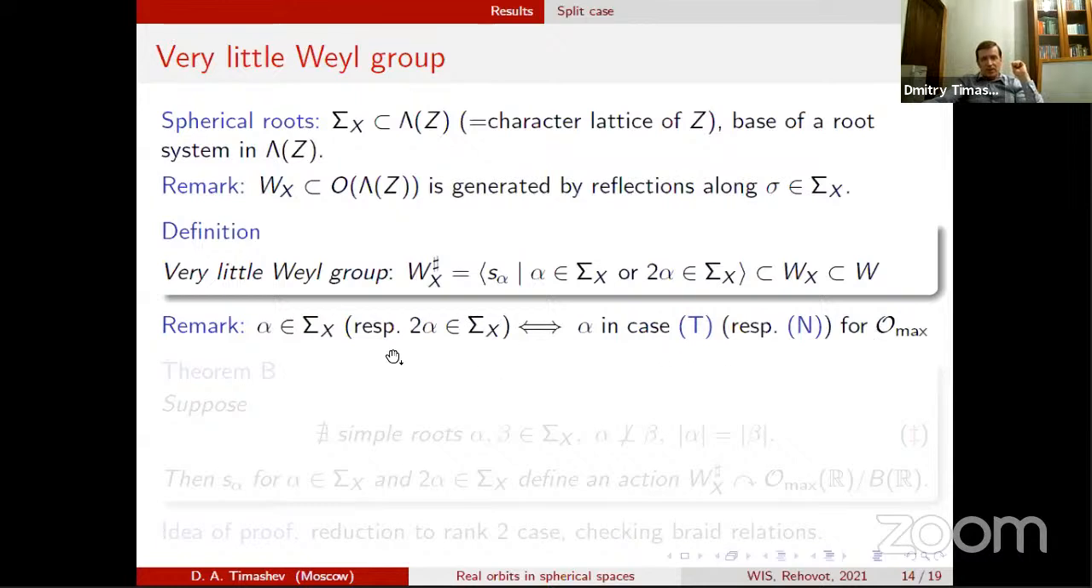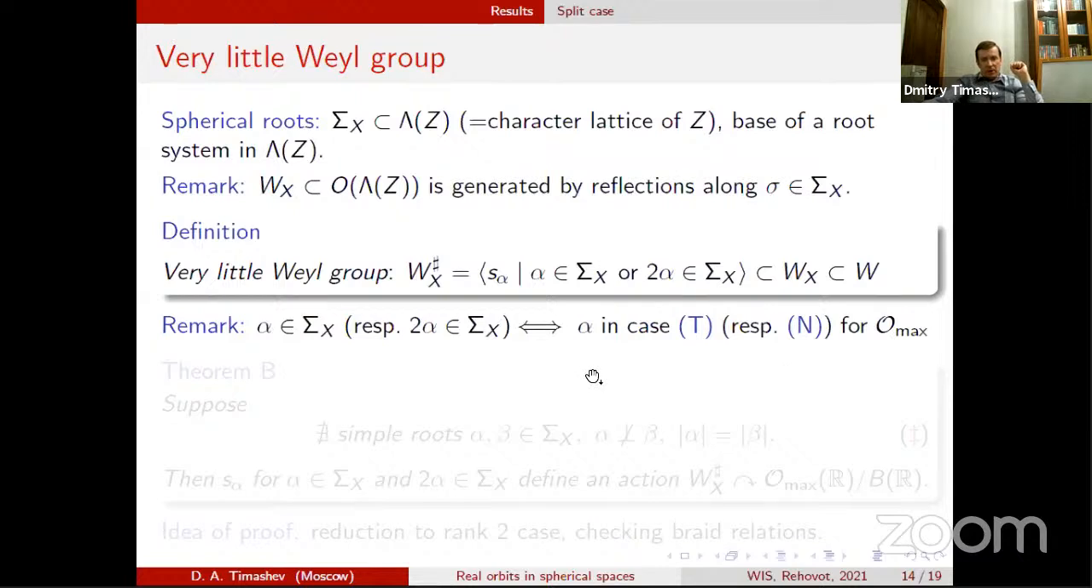So this relates this subset to the reflection operators which we introduced before. And similarly, a doubled simple root is a spherical root if and only if alpha is in the N case for O max.